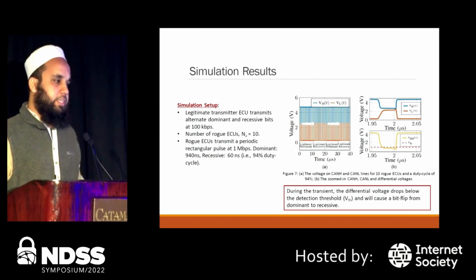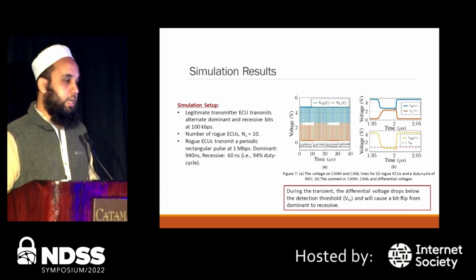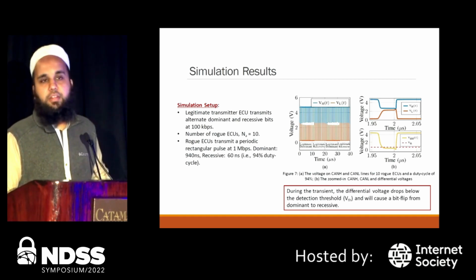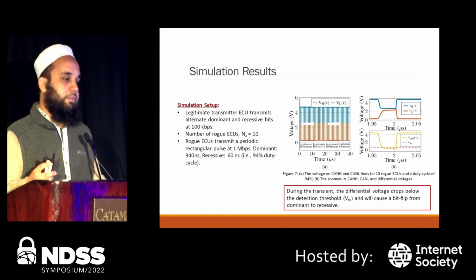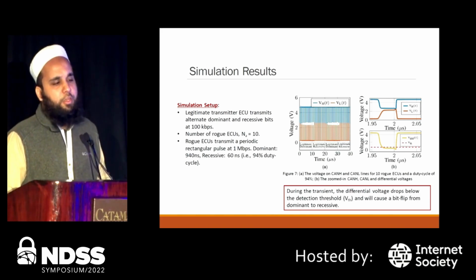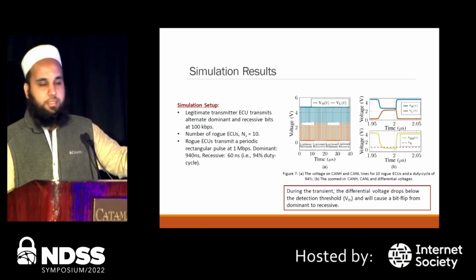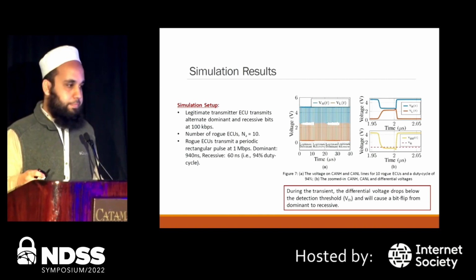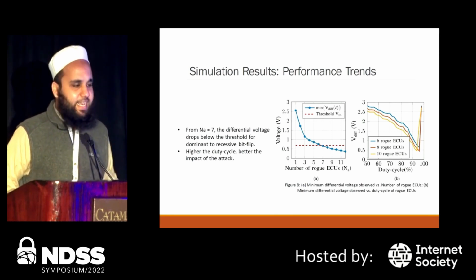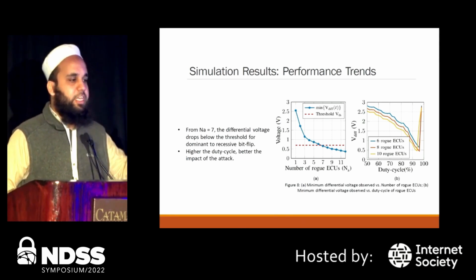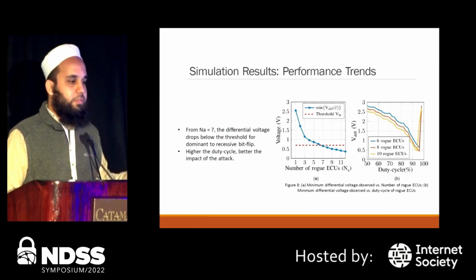So these are the simulation results. Our optimizer gave out that around 10 rogue ECUs are needed. And you can see in Figure 7a, the transients are now much higher in magnitude. And if you zoom in on Figure 7b, we can see that the differential voltage comes down and even crosses the threshold that is required to flip the bit. And these are some performance trends. In Figure 8a, as the number of rogue ECUs increases, the minimum voltage on the bus decreases, and from around 7 attackers, it's below the threshold.